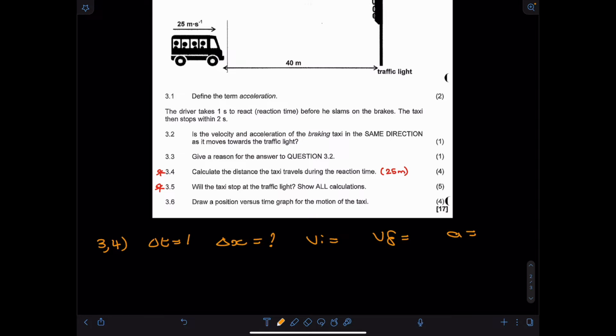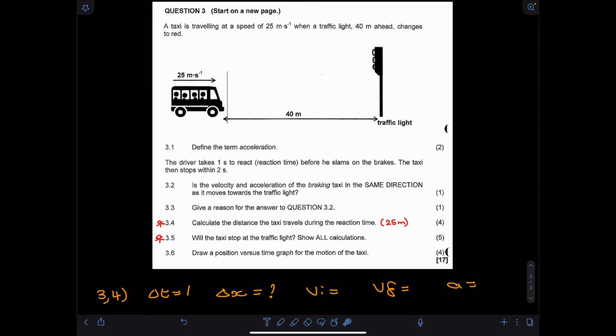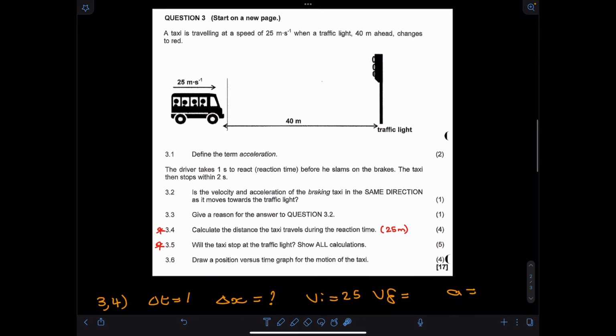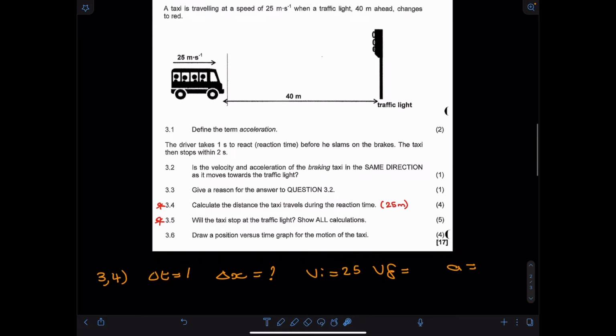Vi, what is our initial velocity? It says here, a taxi is traveling at a speed of 25 meters per second. So that's going to be our initial velocity, right? So 25. Final velocity is interesting, because remember, this is a reaction time. So when the driver is driving, for that 1 second, he doesn't do anything. He's not touching the brakes at all. So we assume that his initial velocity is actually going to be the same as his final velocity, because he hasn't pressed the brakes as yet. It's just a reaction time. So our final velocity is going to be 25 here as well.